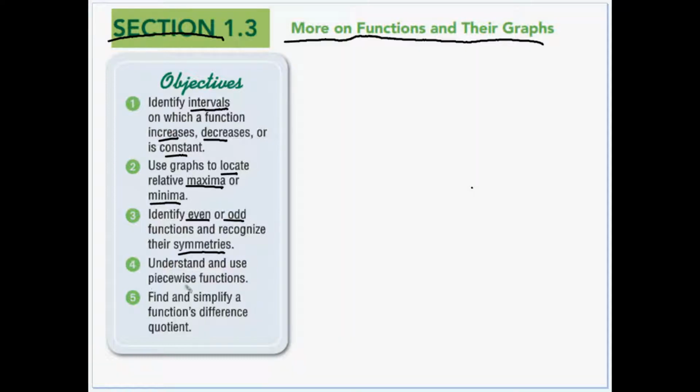In this video, we'll do an example where we evaluate a piecewise function. In the next video, we'll start graphing and finish these objectives off. Piecewise functions and this difference quotient. That's a big setup for what's coming in calculus.